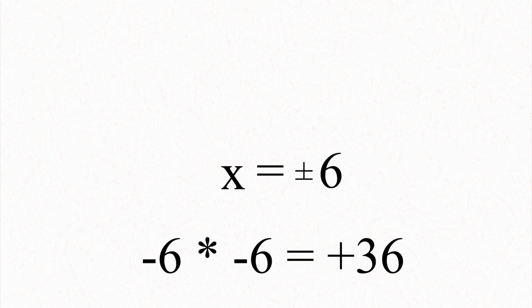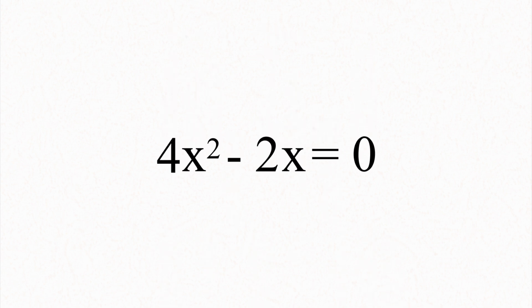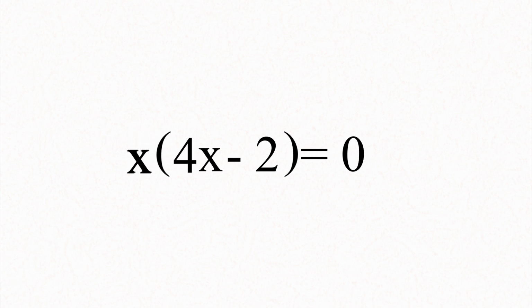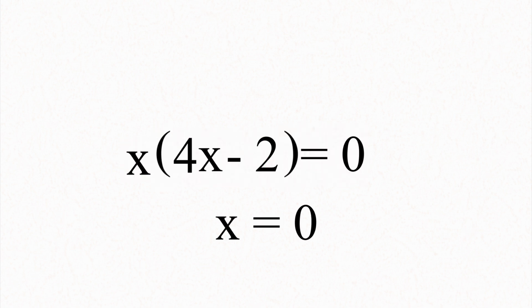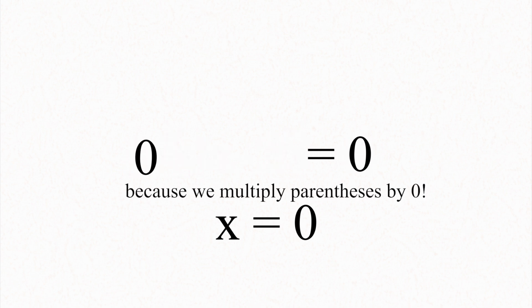Let's look at the following example. For x squared minus 2x equals 0, first we factor out x. We get x open parenthesis, 4x minus 2 close parenthesis equals 0. Now we have two roots of the equation. The first root is 0, because if we substitute 0 for x, the entire expression becomes 0.